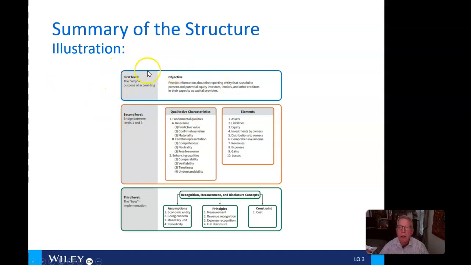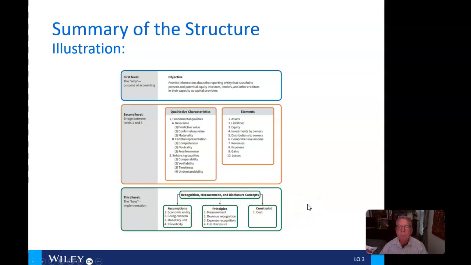So here is an illustration and the why. We provide information about the reporting entity that is useful to present and potential equity investors, lenders, and other creditors. And we went through all these, so I won't go through that again. And the third level of implementation, recognition, measurement, and disclosure.